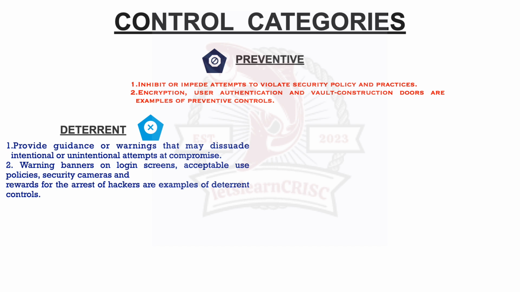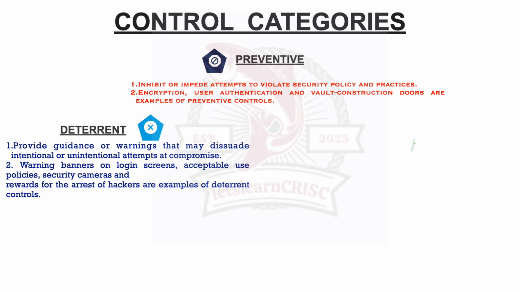Friends, this sentence explains the role of deterrent control in security measures. Deterrent controls are intended to provide guidance or warning that discourages both intentional and unintentional attempts at compromise. Examples include warning banners displayed on the login screen, the establishment of acceptable use policies, the deployment of security cameras, and the offering of rewards for the arrest of hackers. These measures aim to create a deterrent effect, signaling potential threats and dissuading individuals from attempting to compromise security, either by making them aware of the consequences or by increasing the perceived risk of detection and punishment.